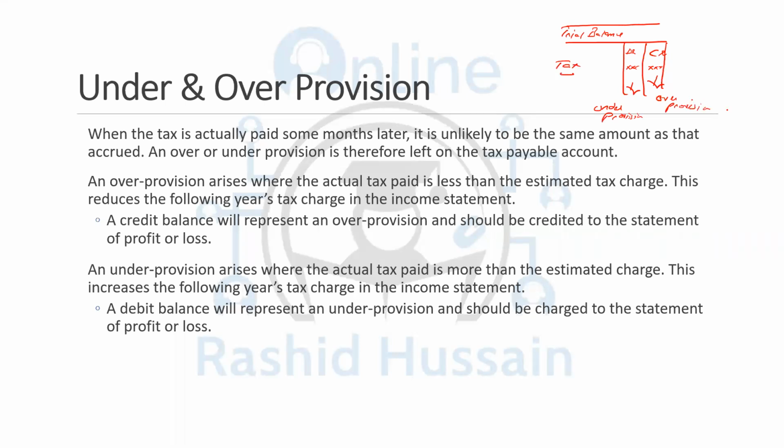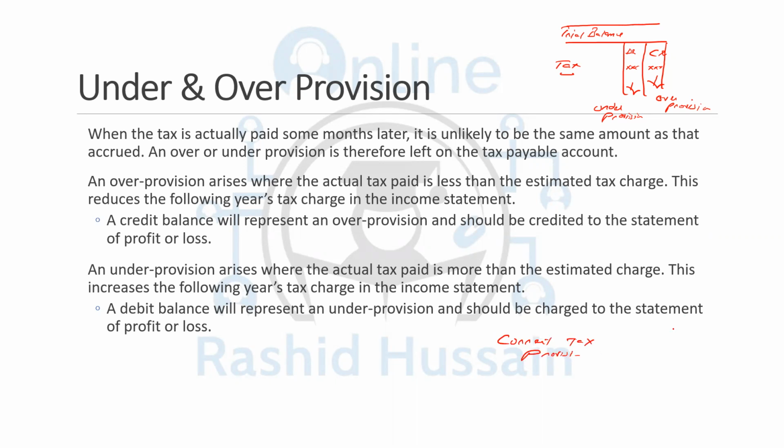In most questions, the examiner is not going to tell you whether it is an under provision or over provision. They will simply write in the exam, the balance in the trial balance represents under or over provision. So if you see that the balance is on the debit side of the trial balance, this represents an under provision. If you see the balance is on the credit side of the trial balance, this represents an over provision. And remember what I have told you, that every year you will be having the current tax provision.